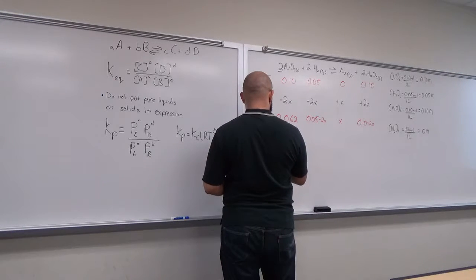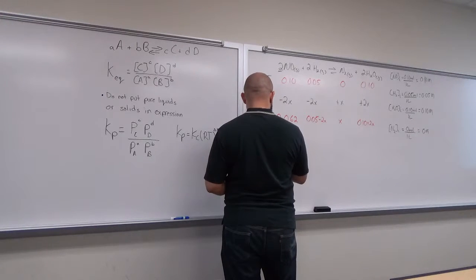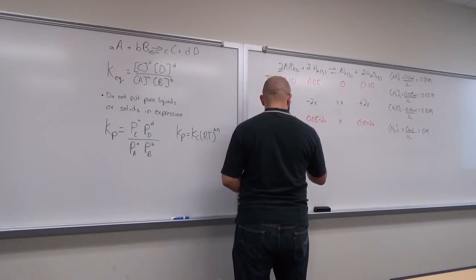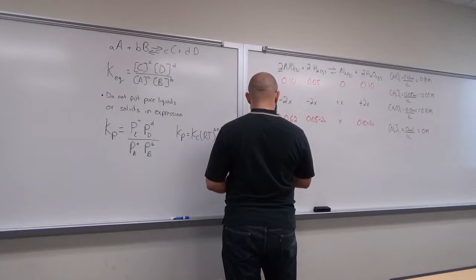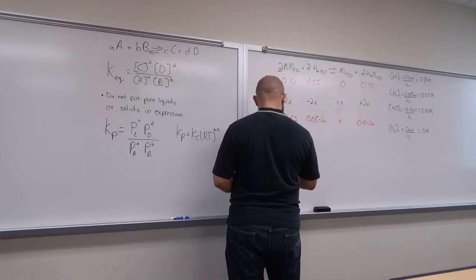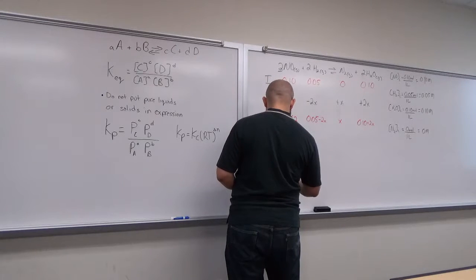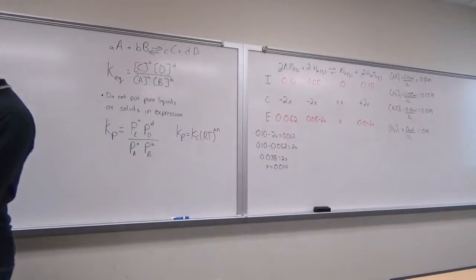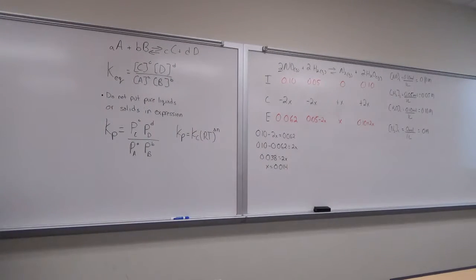So we end up with 0.10 minus 0.062 equals 2x. This is 0.038 equals 2x. Therefore, x has to equal 0.014. That's just some quick math. You can do that in a calculator. I just did it on paper.